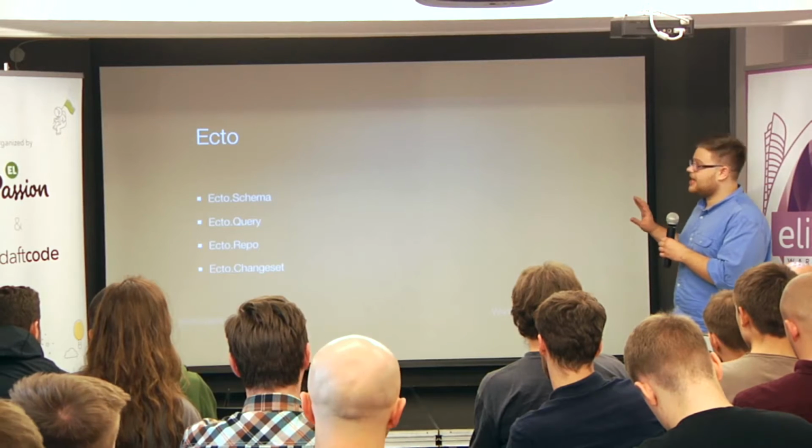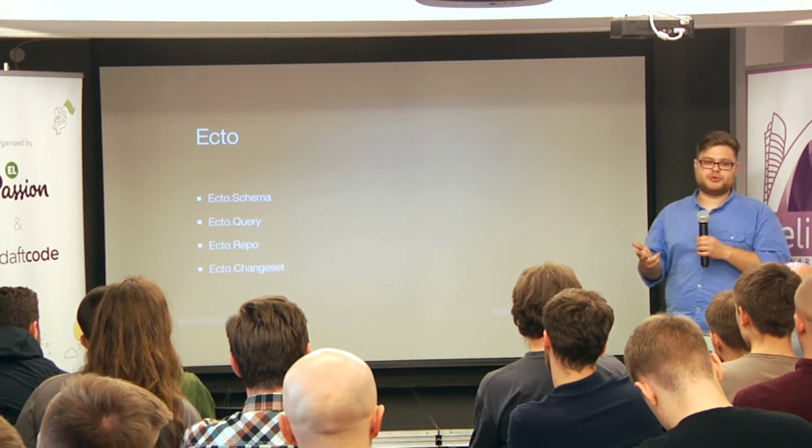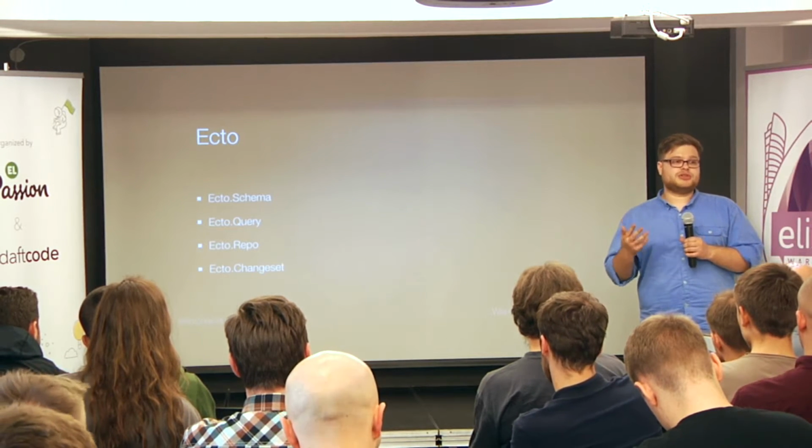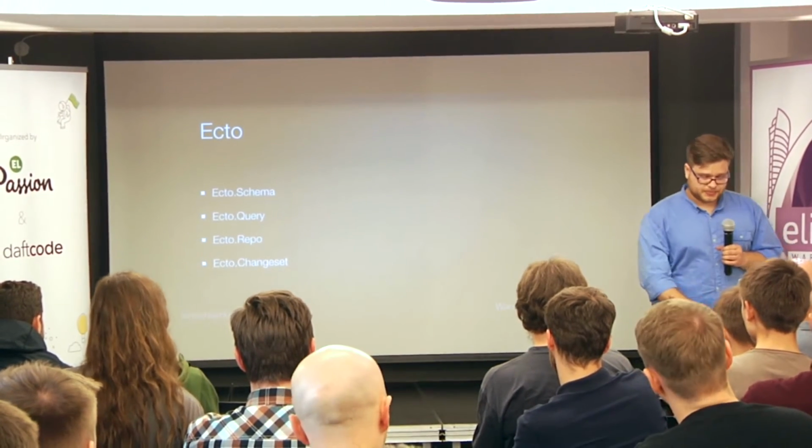So Ecto itself consists mainly of those four things: schema, query, repo, and changesets. And I will talk about each of them in more detail.